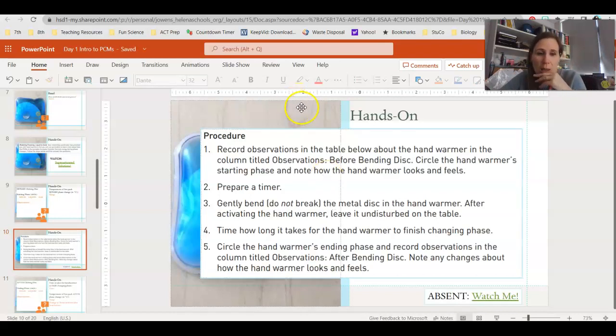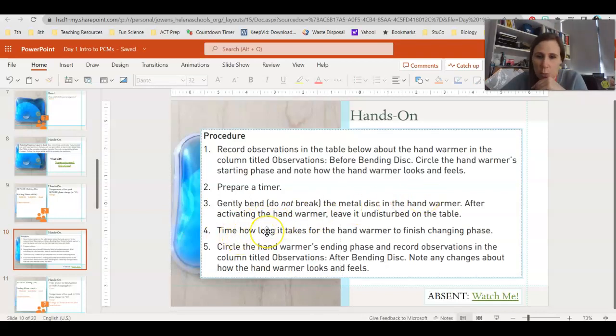It's pretty easy. So make sure you have a phone or a timer or something on hand as you watch the video, so you can time how long it takes to phase change, from the start of the phase change to the end of the phase change when it's all turned to a solid. Okay, you will see in the video that I will gently bend, and it takes me a couple times in this video, but I'll click this little metal disc in there a couple times, and then you will be able to tell when it starts to phase change. So gently bend the metal disc in the hand warmer.